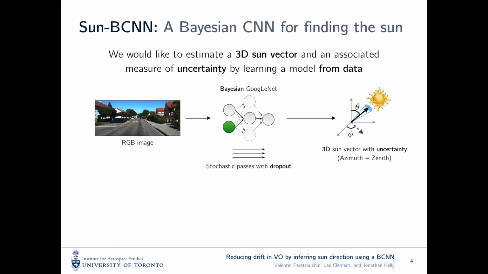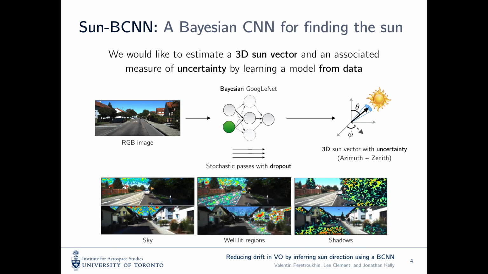A Bayesian CNN works just like a regular CNN, but uses dropout layers at test time to make multiple stochastic passes through the network. This allows us to compute a posterior distribution over sun vectors from which we can extract a mean and a covariance. Our network, which we call Sun BCNN, is a modified GoogleNet architecture pre-trained on the MIT Places dataset with additional training on representative data. Looking at some of the learned convolutional filters in the network, we can see that they appear to fire on similar lighting cues to the ones we identified earlier.